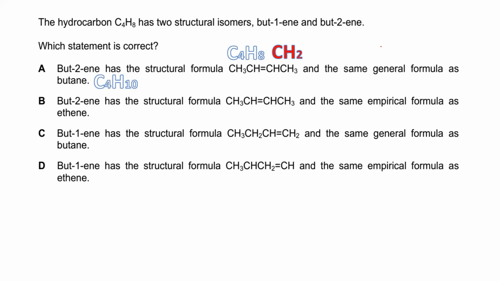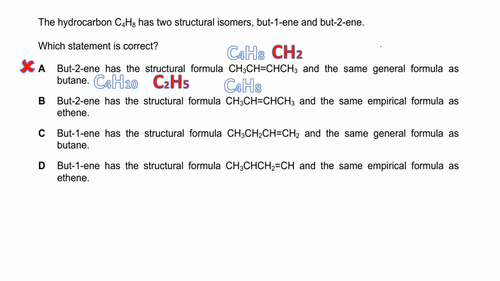Butane is C4H10, where butane belongs to another homologous series named alkane, with the general formula CnH2n+2. So its structural formula is C4H10. What is the empirical formula? Divide by 2, C2H5. Both are written as empirical formulas for two different compounds, but not the same. So the answer is wrong. Statement A is wrong.